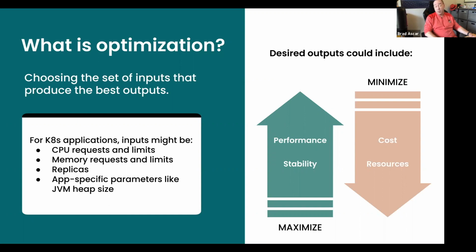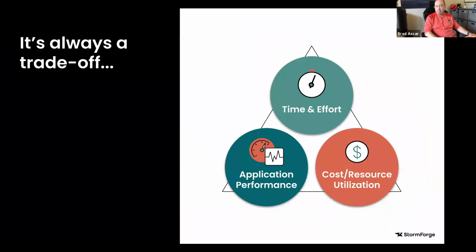And ultimately, you probably also want to reduce the cost of doing that, or at least be the most efficient that you can be. If you can't reduce the cost, you still want to be the most efficient that you can. But that's always a trade-off, right? So application performance, cost and resource utilization, and time and effort are all a trade-off in how you run your application. So you can get unlimited kinds of performance if you don't mind how much money you spend.